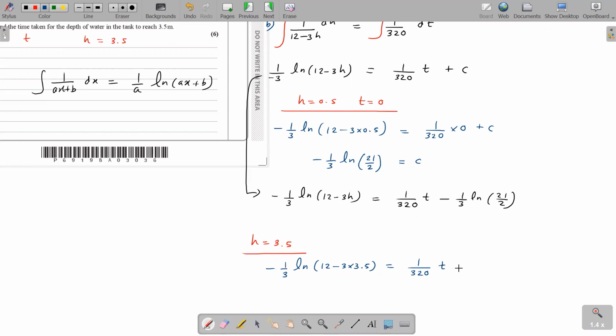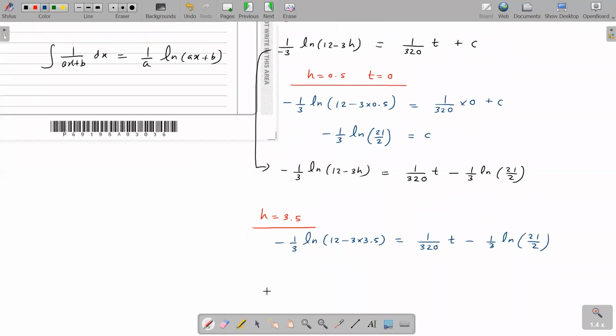We have to make t the subject. Okay, so what happens here? Minus 1 over 3, can I know the value inside? ln 12 minus 3 into 3.5 is 3 over 2. This becomes plus 1 over 3 ln 21 over 2 equals 1 over 320 t. Okay.